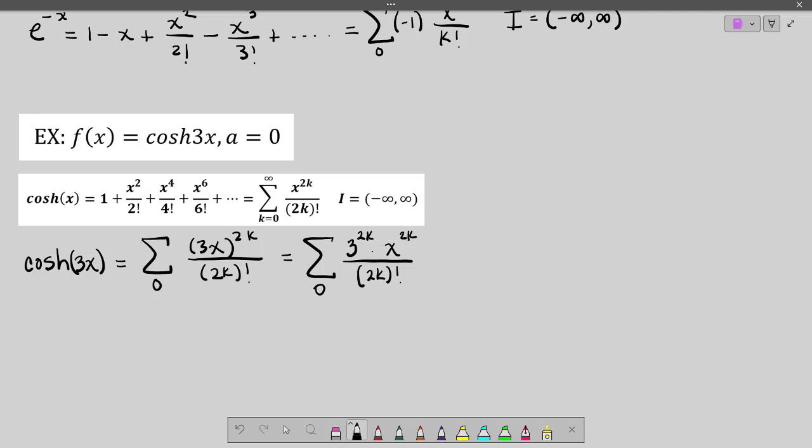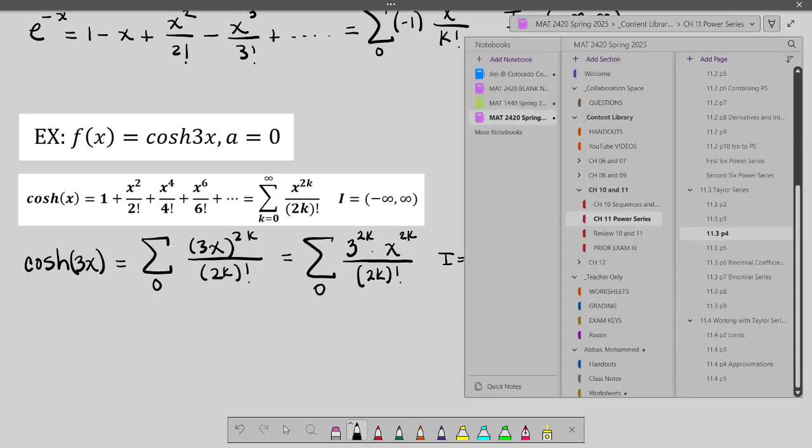Let's check our IOC. The original IOC was negative infinity to infinity, with x. If you replace x with 3x, is that going to change anything? We're still going to have the entire real line as our interval of convergence, so the same IOC. So substituting into a known series, love it. Super easy. Makes us happy.